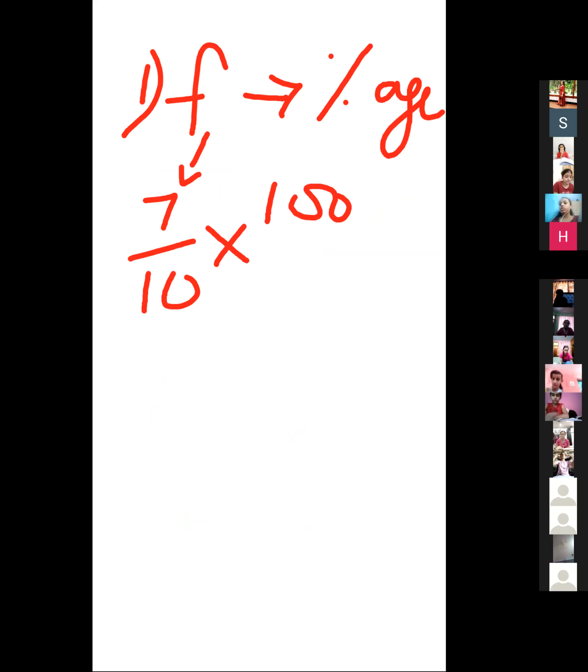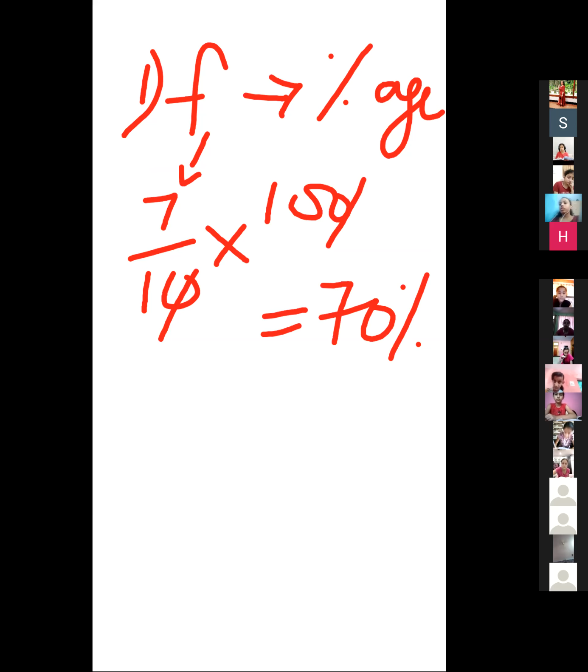So, 10 and 10 cut. So, 7 tens are 70. 70 is your answer, 70%. What is the answer? 70%. Understood? See the next. Yes, good.